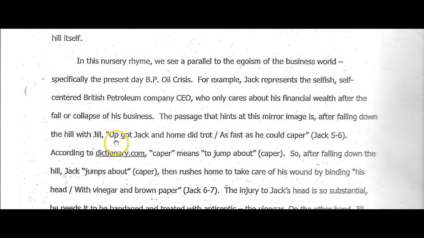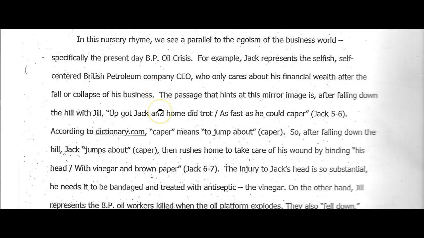Now, this next paragraph is the body paragraph. You need, in the very first sentence, to tell me exactly what the parallel is. You're going to say, this nursery rhyme means that. And so I do that. I say, in this nursery rhyme, we see a parallel, which means a mirror or a reflection. In this nursery rhyme, we see a parallel to the egoism of the business world, and you're all going to put a hyphen there. Specifically, make sure you use the word specifically. It's going to make you get really specific. The present day BP oil crisis.